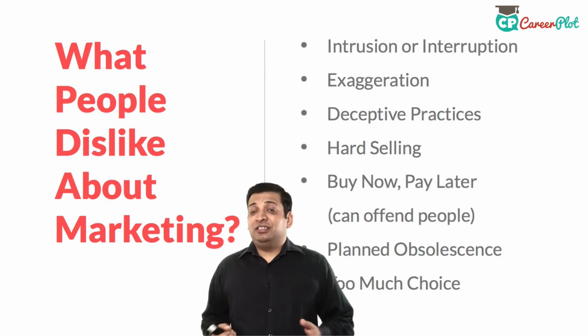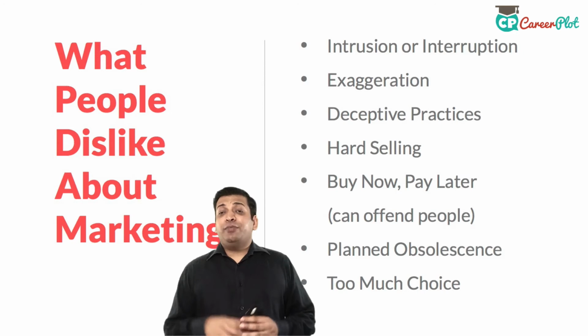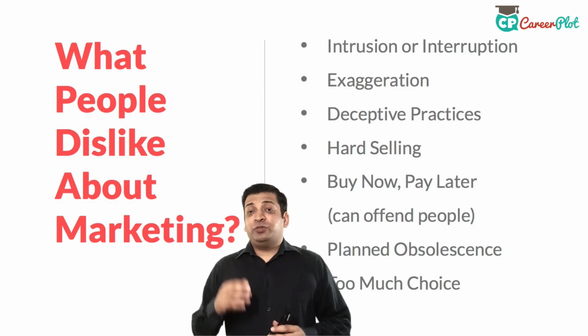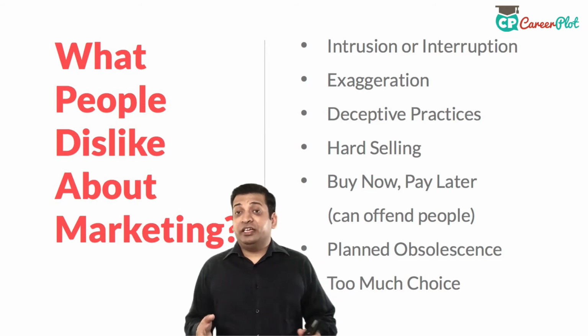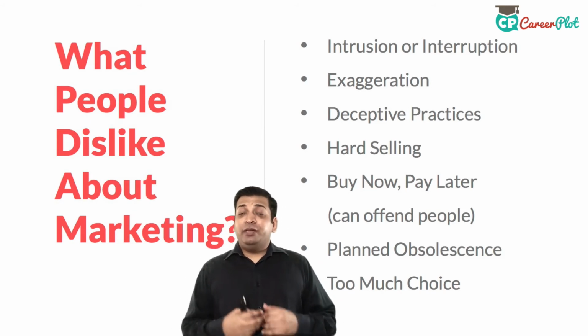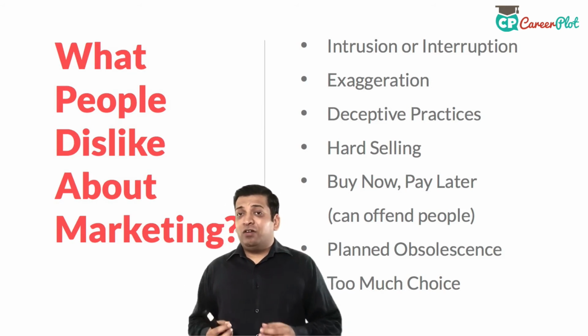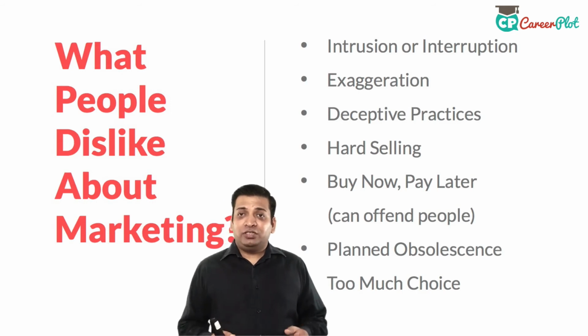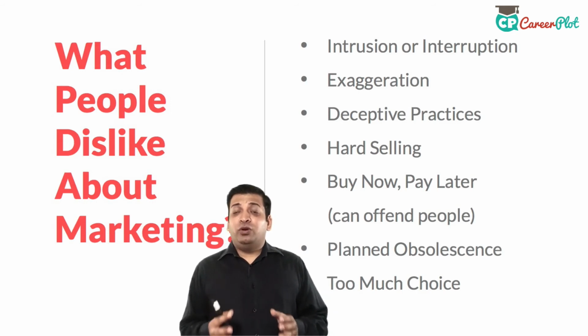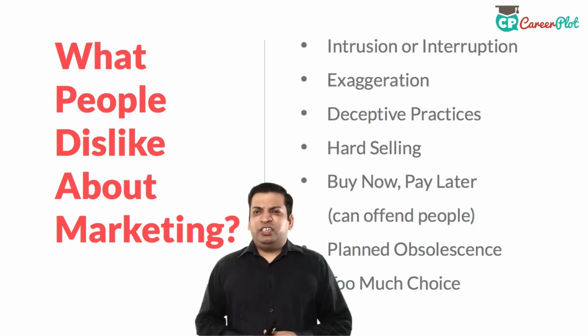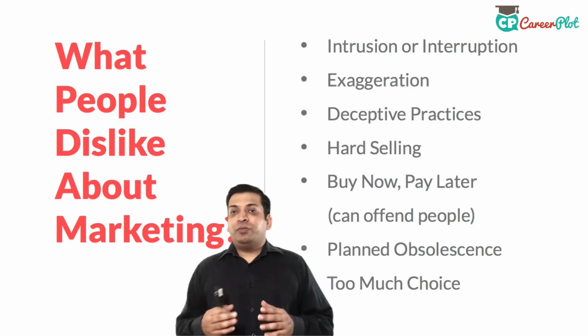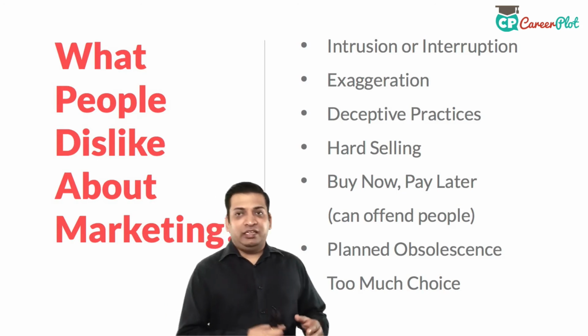Now that's an exaggeration, right? Any product which promises much more than it can deliver, it's called exaggeration, and people do not like that. So generally, a good marketer will always contain his marketing pitches, his value propositions, to only what they can deliver. Deceptive practices. Deceptive practice is very simple: you promise something and deliver something else.